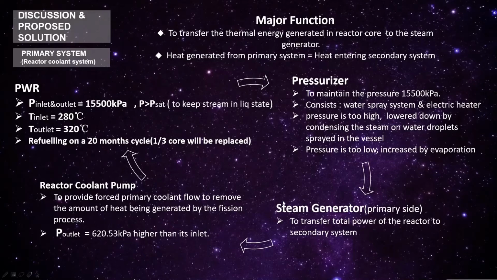The steam generator is used to transfer the total power of the reactor to the secondary system, and then the primary coolant flows from the steam generator to the reactor coolant pump. The reactor coolant pump is used to provide forced primary coolant flow to remove the heat being generated by the fission process and to repeat the cycle.